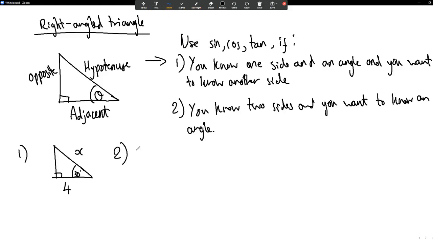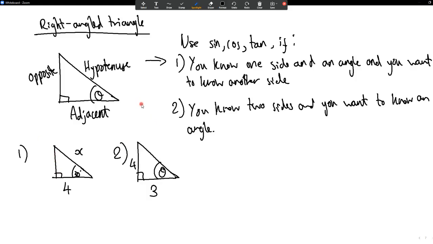The second case is this. If we have an angle theta, we know two of the sides. Let's say we know 3 and 4. We know two sides of this triangle, and we want to know an angle. And that's how it works. So in these two scenarios, you can use these trigonometric functions we've learnt to figure out the extra values.